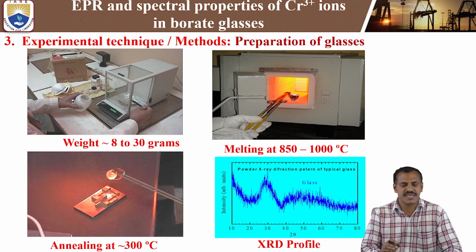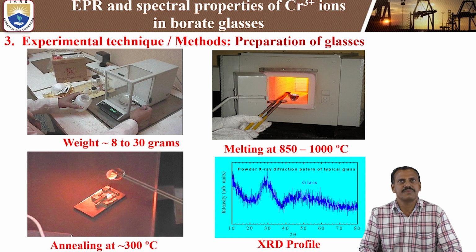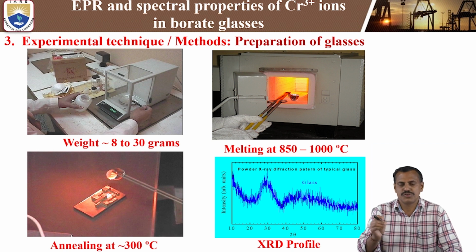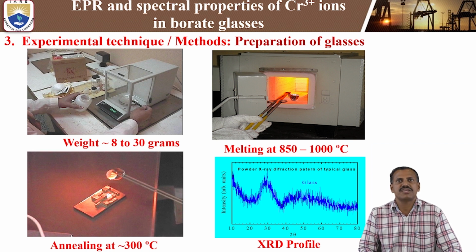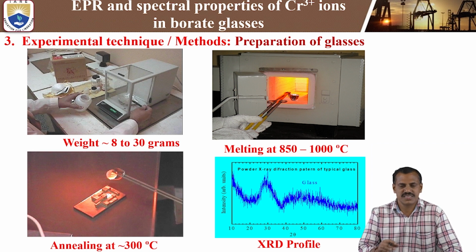We take all the composition in weight percentage, 8 to 30 grams of total weight, and measure it on an optical balance. After taking the chemicals, we put them into a platinum crucible. We keep them in the platinum crucible, and the technique we are using is the melt quenching technique. We are preparing these borate glasses using the melt quenching technique.